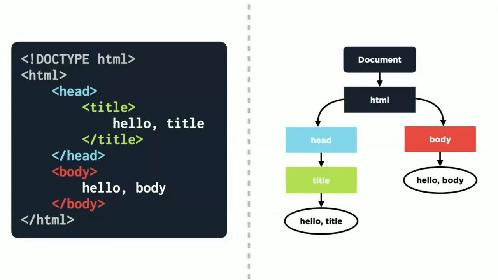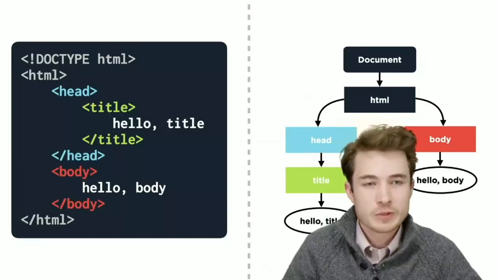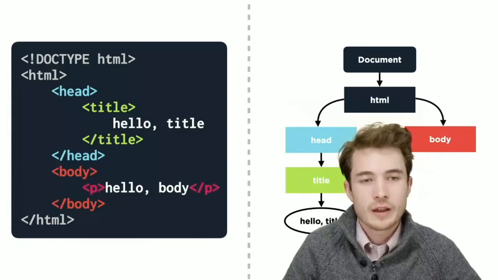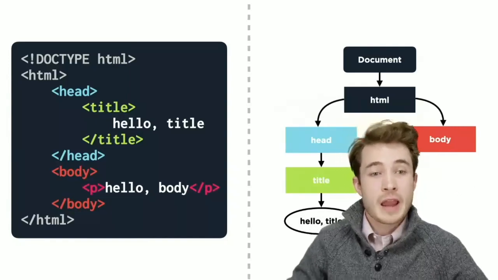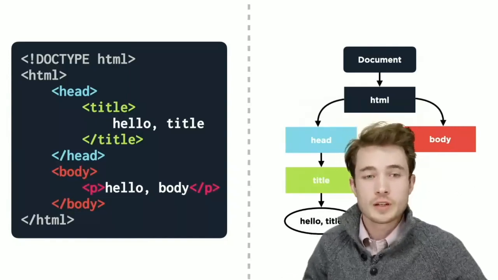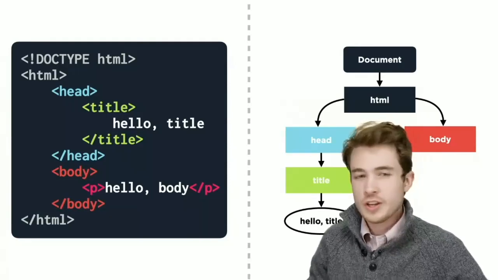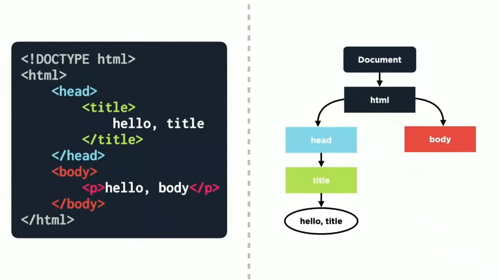And this tree structure has a name called the Document Object Model, or the DOM for short. And this will help you see the structure of your web page here. So what if we made this change now? What if we said something like this? If we said, OK, I want to put hello body in a paragraph tag, opening and closing. What would change now underneath body, do you think? What would we see now?